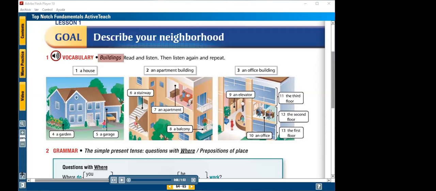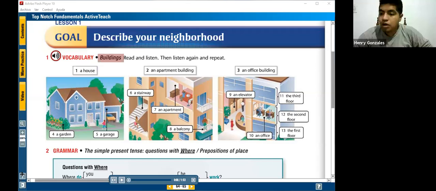So, students, come on, let's start with your participations. Who wants to participate reading the vocabulary? Come on. Juan, okay, Juan, come on, let's start with you, from number 1 to number 7. You can start.